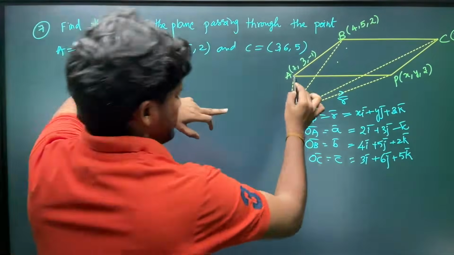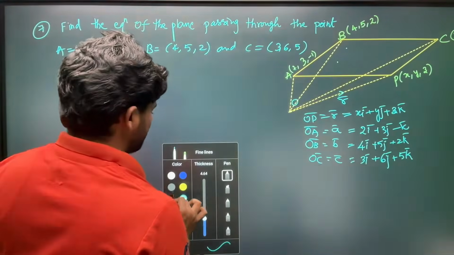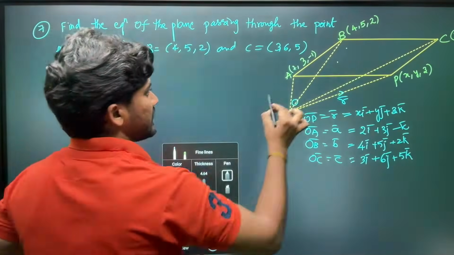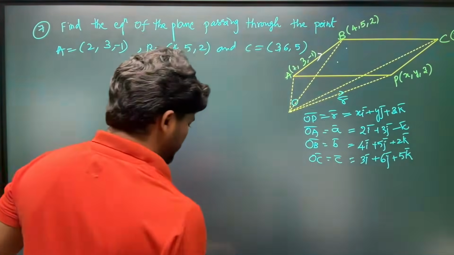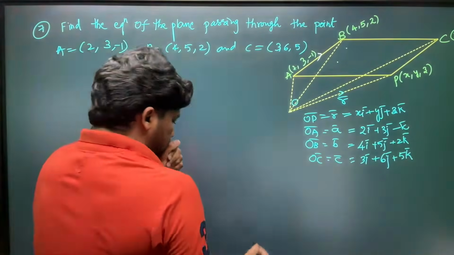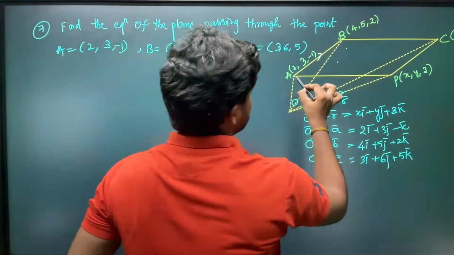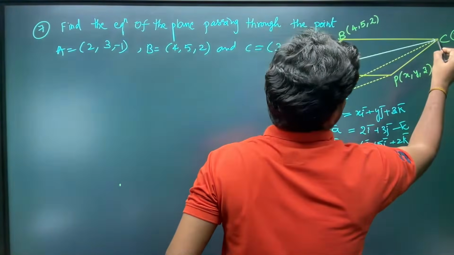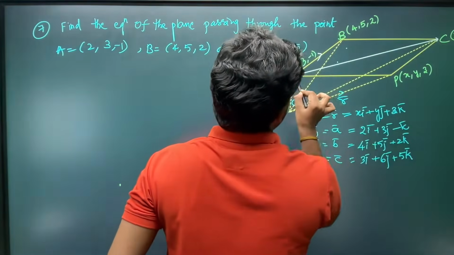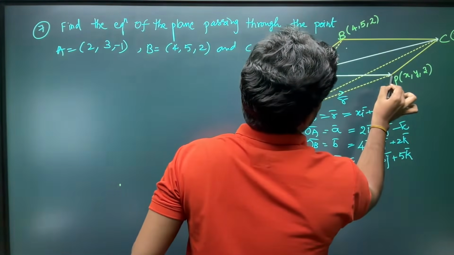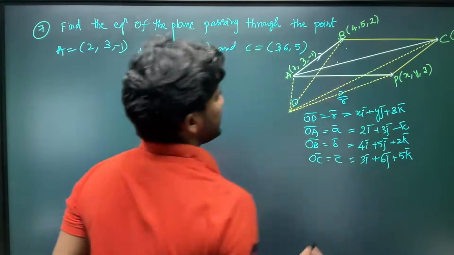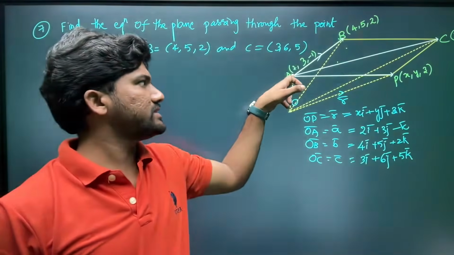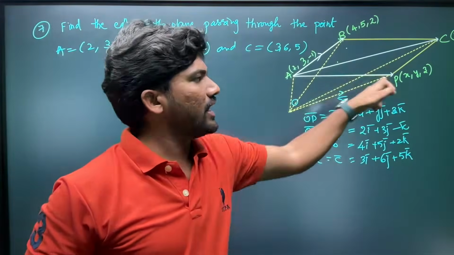See here, this point. AB bar, whatever you have here, this AB bar this side, and AC bar from A to C, and A to P. Once again see, these three vectors: AB bar, AC bar and AP bar.